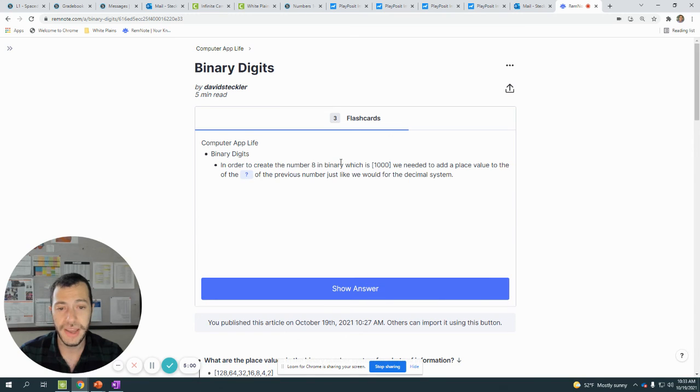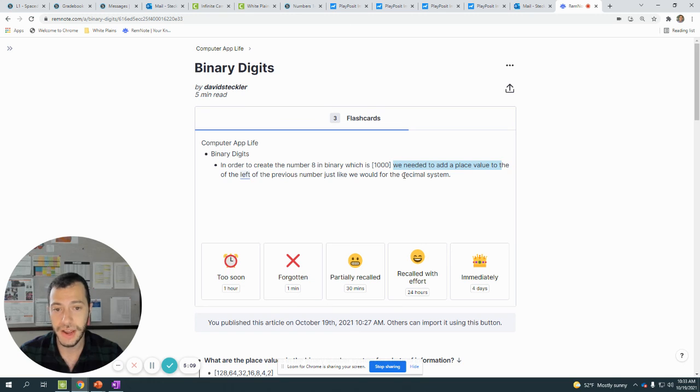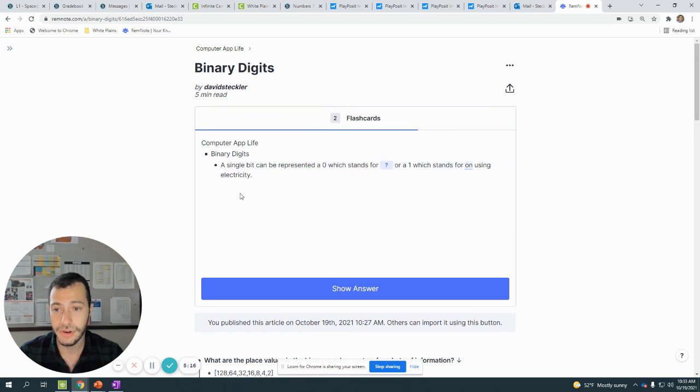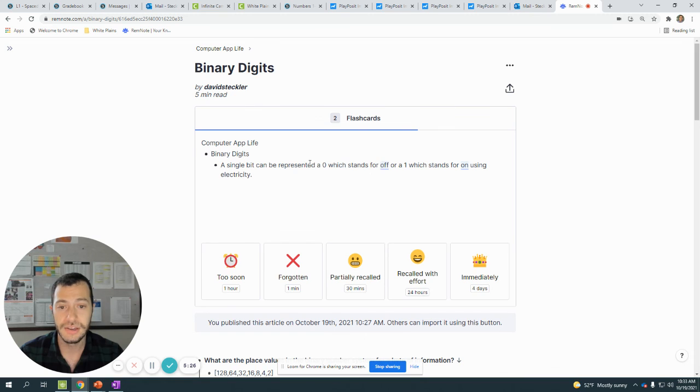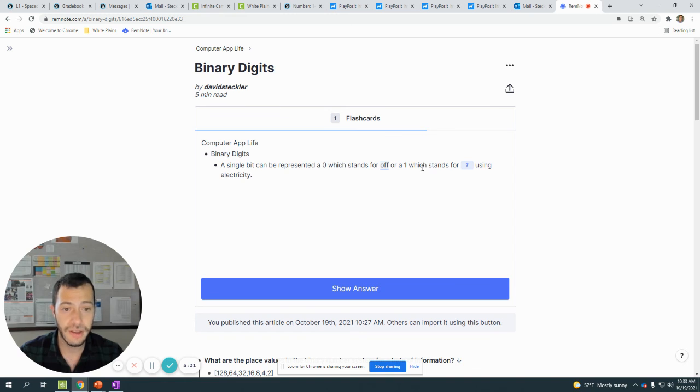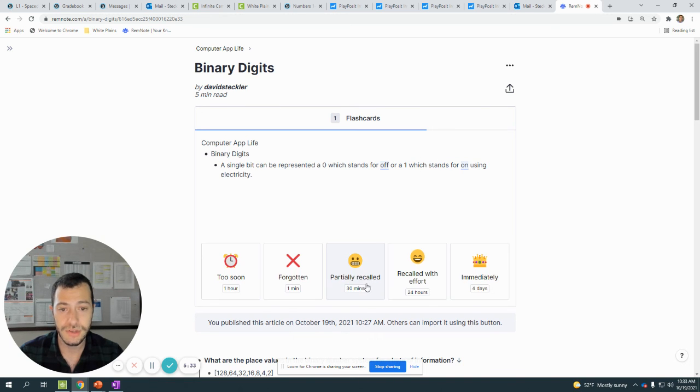In order to create the number 8 in binary, which is 1000, we need to add a place value to the left of the previous number. So for the number 7, we added another place value in order to create the number 8. A single bit can be represented as 0, which stands for off, or a 1, which stands for on, using electricity. So a 0 is off and a 1 is on.